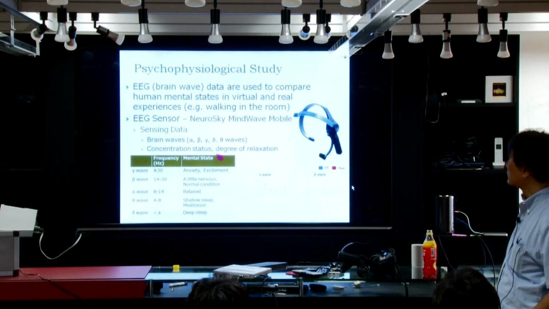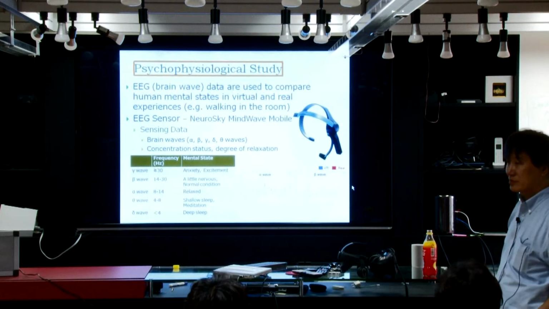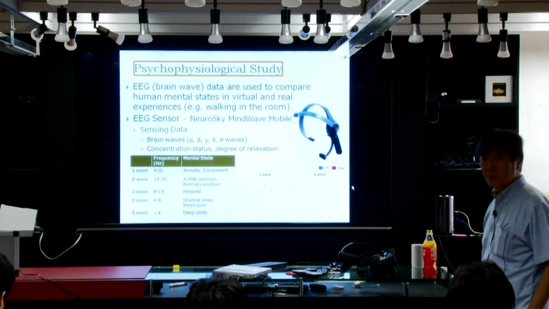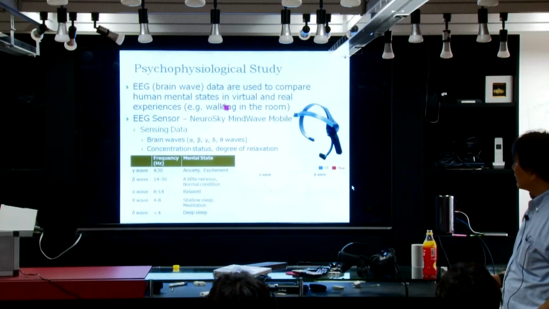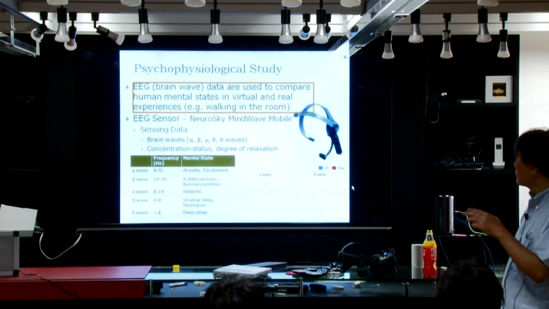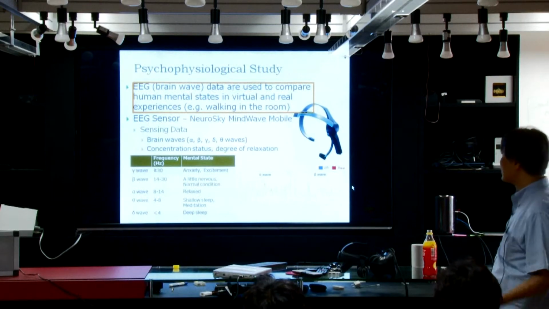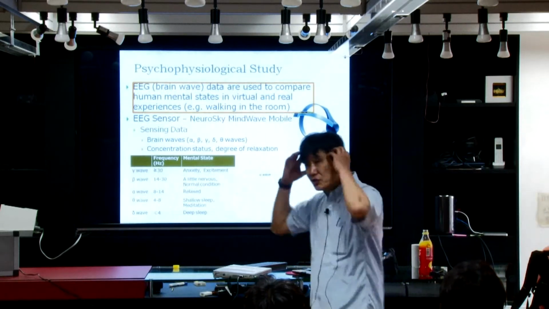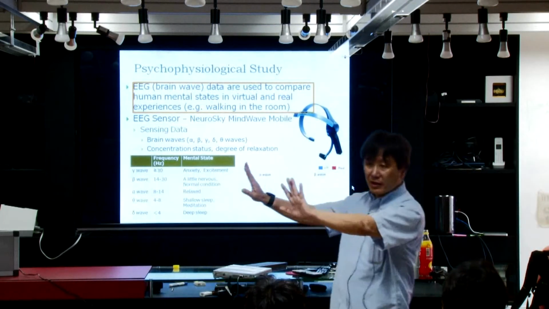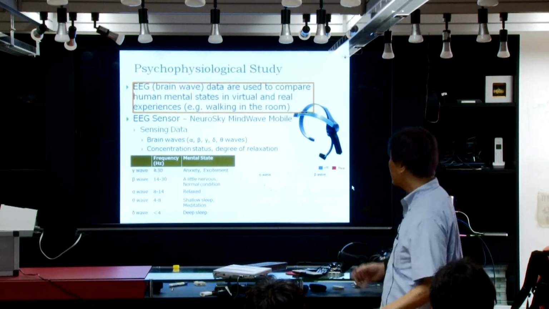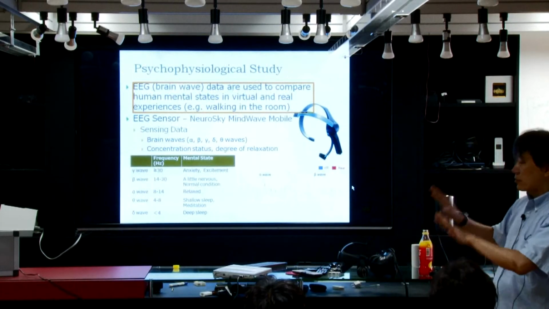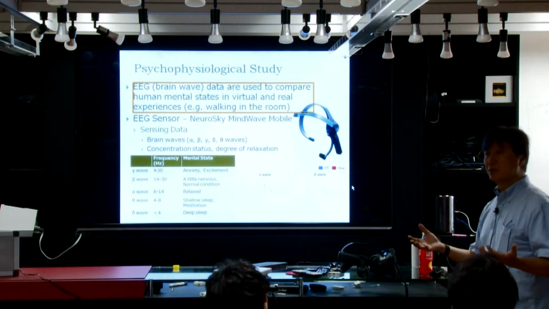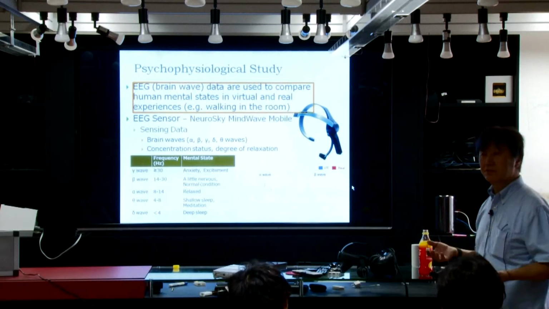For this last topic, we also did some study based on psychophysiological data, like brainwaves. EEG brainwave data are used to compare the human mental state in virtual and real experience, like walking in a room virtually and in real life, and comparing the brainwave data. If the data are not so different, then the virtual space is a good substitute for experiencing the real.